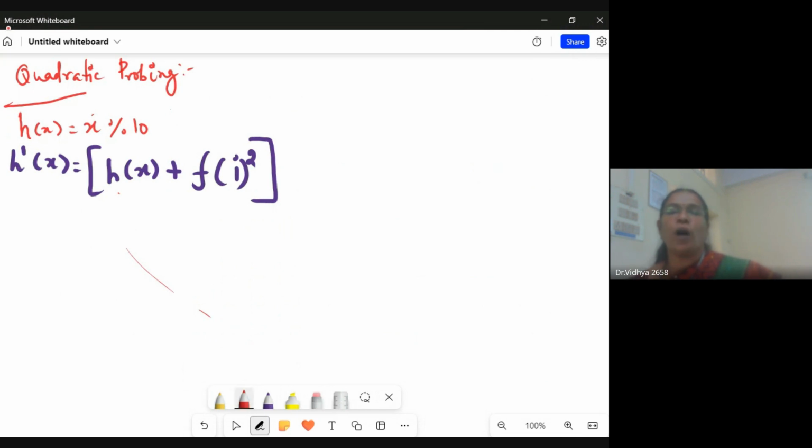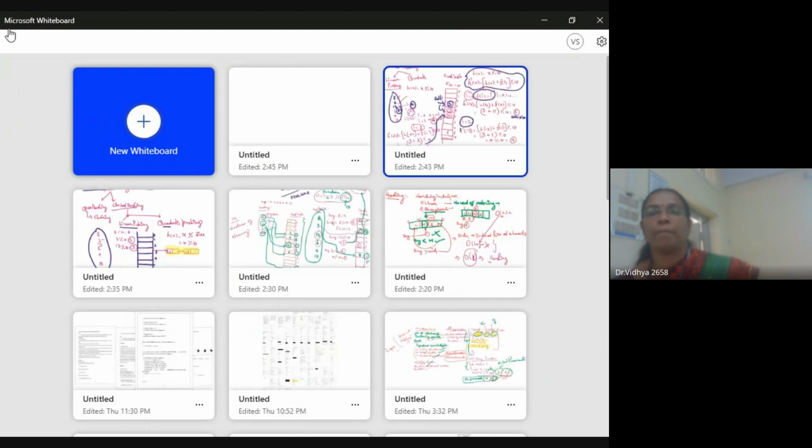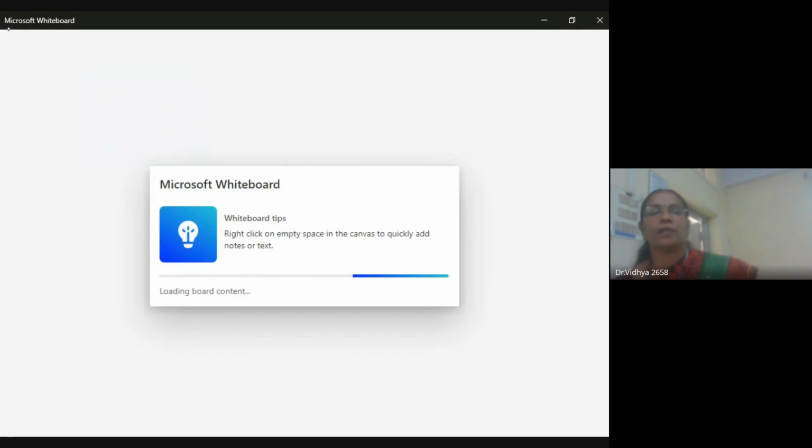Now you apply the collision keys with this formula, and you will be able to identify it. Why are we moving to quadratic probing? What's the reason? Can anyone say why we are moving to quadratic probing instead of linear probing? Any reason? Any idea?